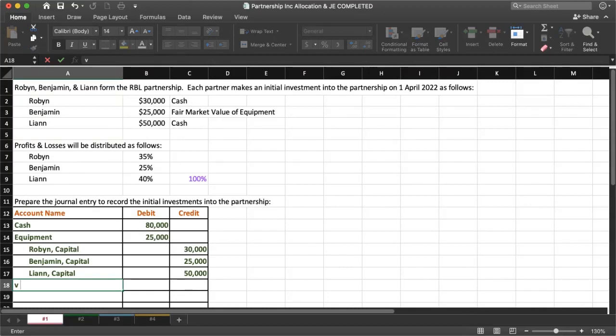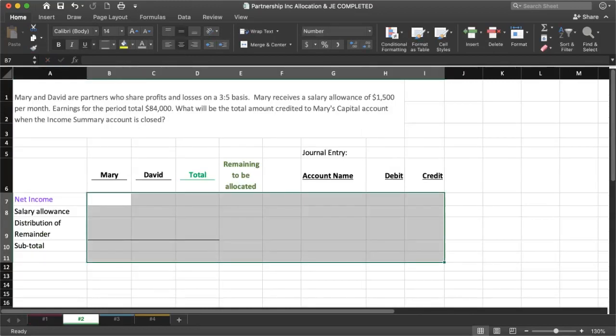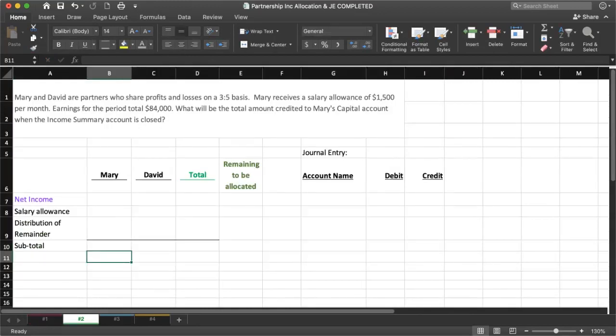Now, the next problem that we have is we're going to actually allocate income. So in this case, this partnership, just 2 partners, Mary and David, they share the profits and losses on a 3-5 basis. So what that means is for every $3 that Mary is allocated, or her profit share, there's $5 to David. So how do we get this into a number that we can better use for our calculations?